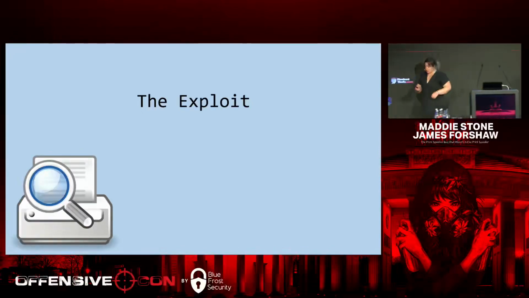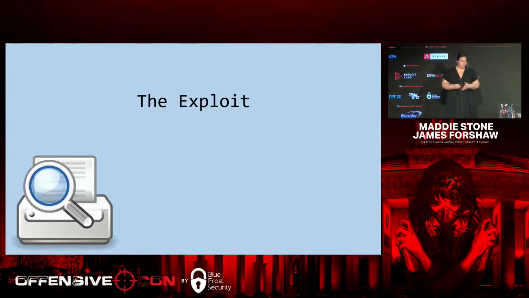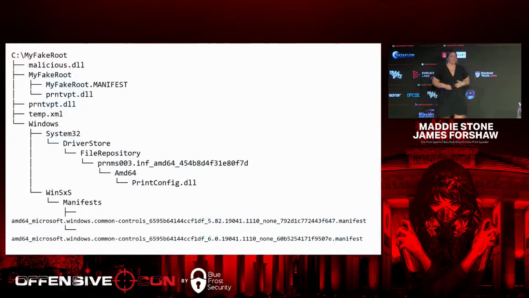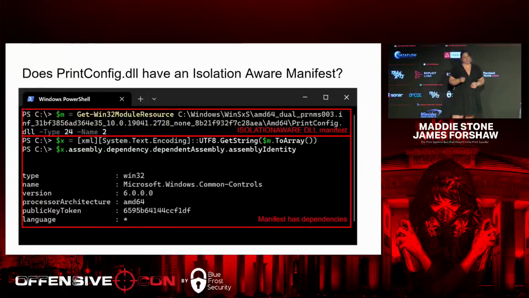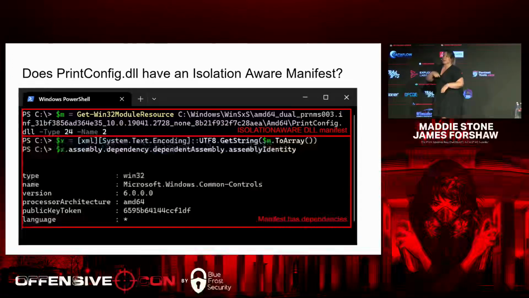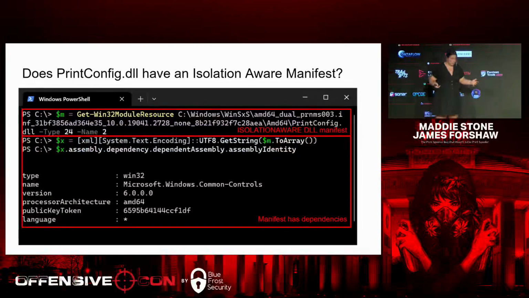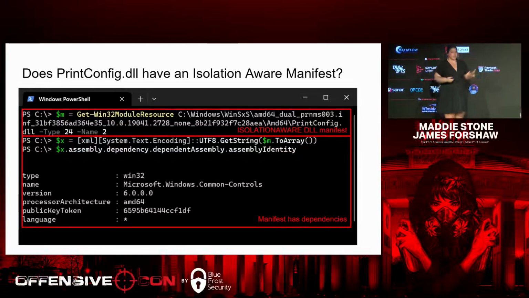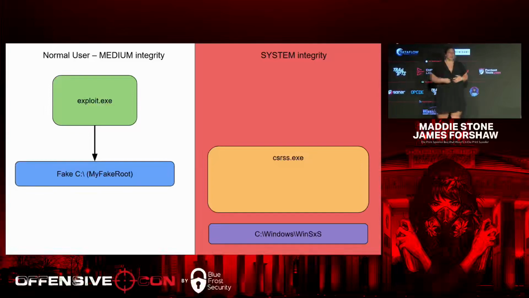Relay baton change. So, back to the exploit. We understand now that this manifest file seems awfully interesting. So what is this exploit actually doing? First up, after learning all this, printconfig.dll does in fact have an isolation-aware manifest embedded within it, which means, going back to what James just said, that if it is loaded, it is going to go ahead and load everything that is included with it and process that manifest. So how does this exploit work?